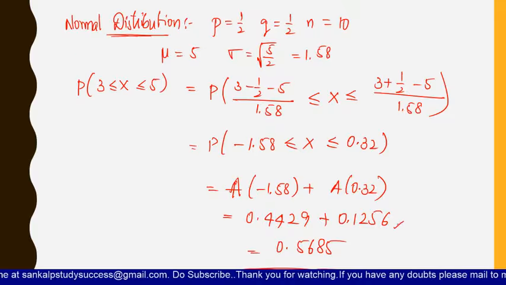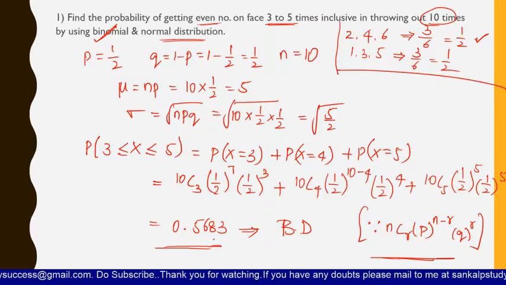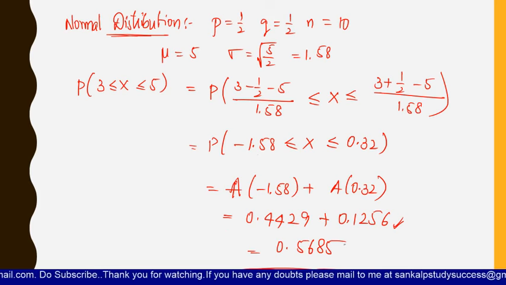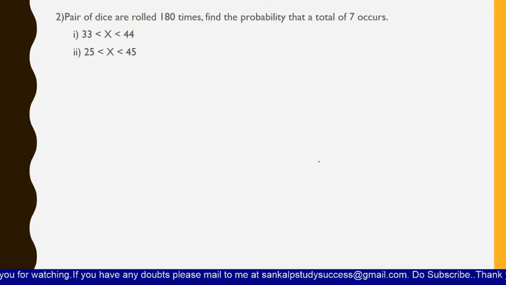These are the values which you get from the Z distribution table. Okay, so this is the same problem. So you will get the answer which is approximately equal, which is nothing but 0.5683, and this is 0.5685. So by using binomial distribution and by using normal distribution, you will get the same value, but the process is just different. Okay, so now this is the first problem, and let us move into the second question.